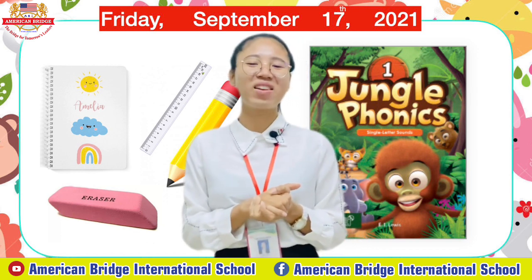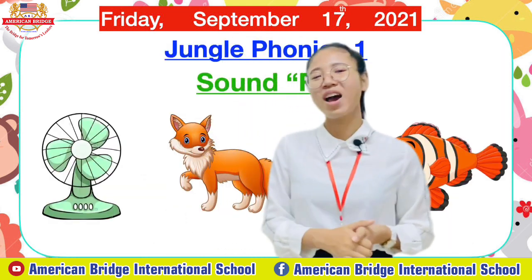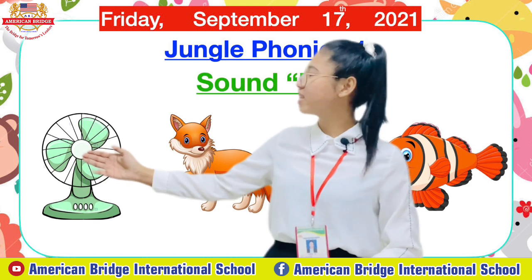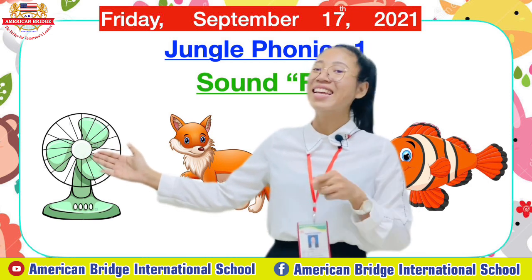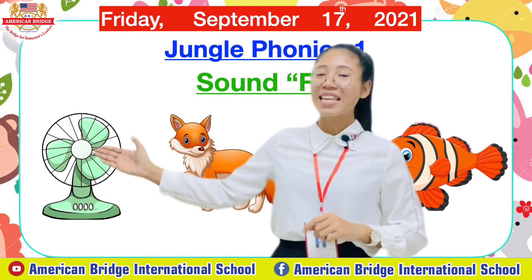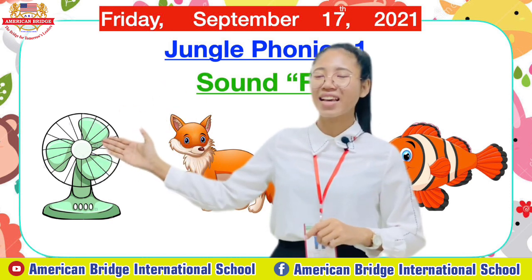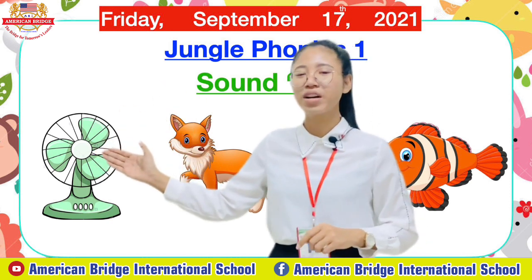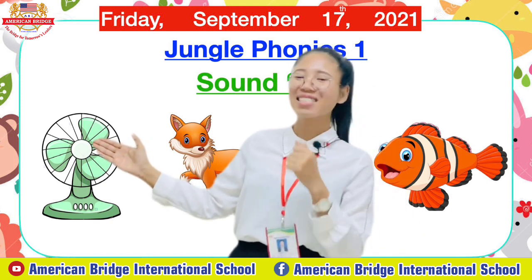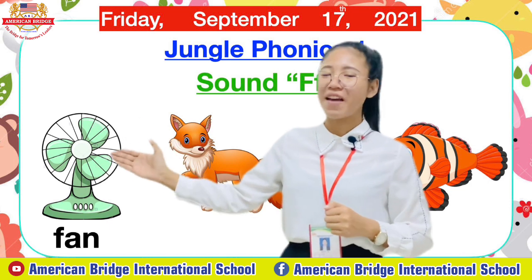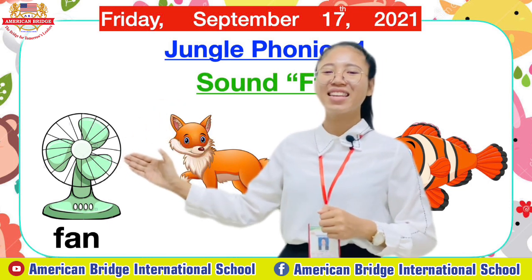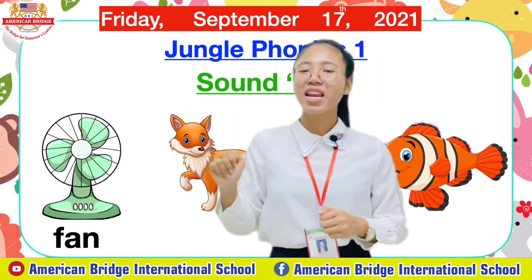Now look at our whiteboard together, everyone. Tell teacher, what is the first picture here? Yes, correct. This is a fan. Can you spell the word fan? Excellent, you spell correctly. F-A-N, fan. Good, everyone.